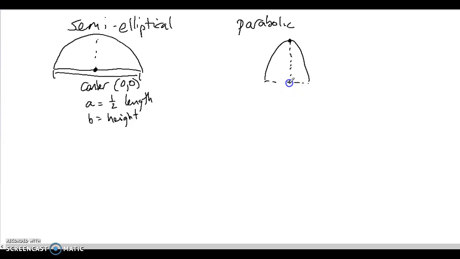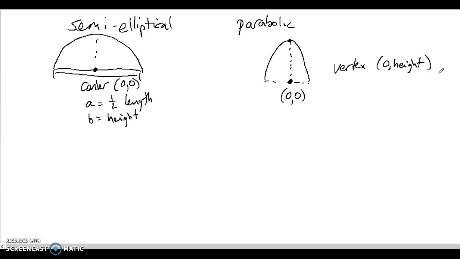With the parabolic, we're going to put 0, 0 at an arbitrary point right here, and it's not really arbitrary. It's directly under the middle of the arch, so it's halfway between the two sides, and the arch's middle is right here, which will give us a vertex of 0, whatever the height of the arch is.